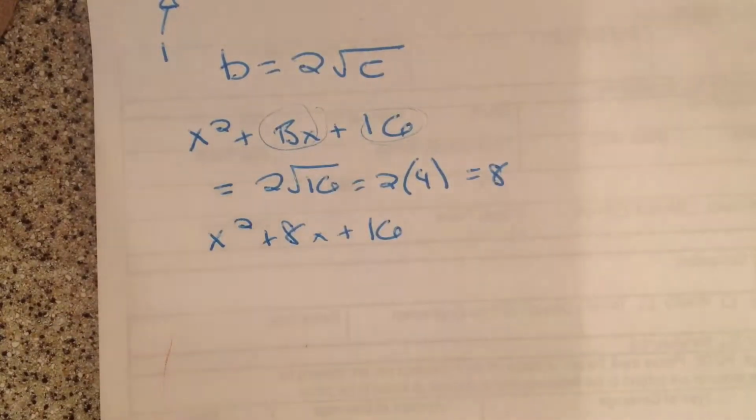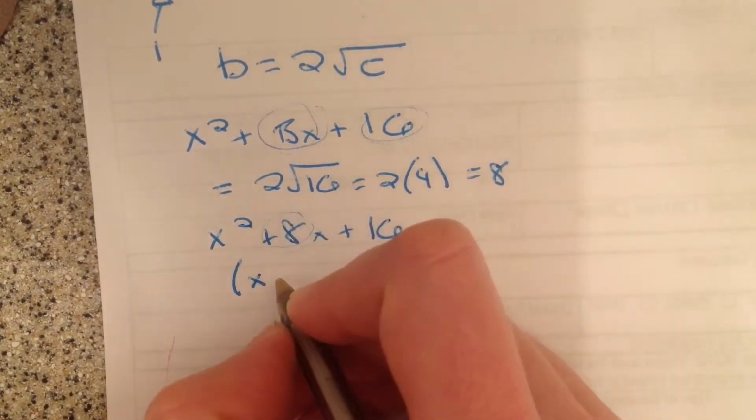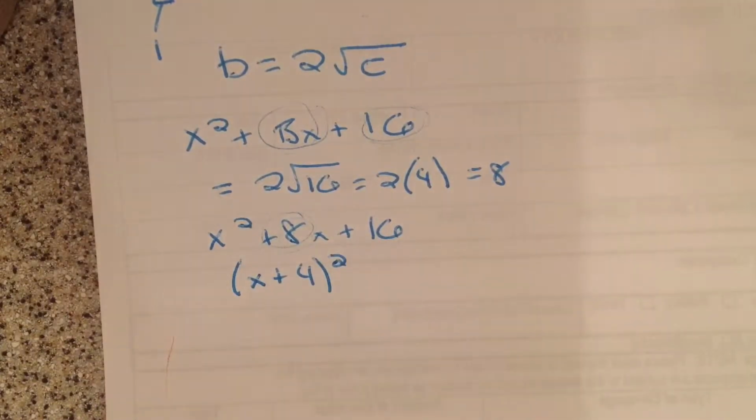This then factors, just like in the C video, to be x and then plus this divided by 2. So plus 4 squared every single time. We've created a perfect square. It's going to factor that way.